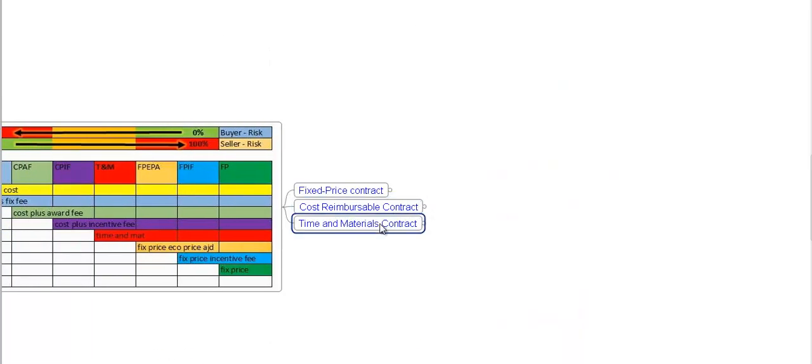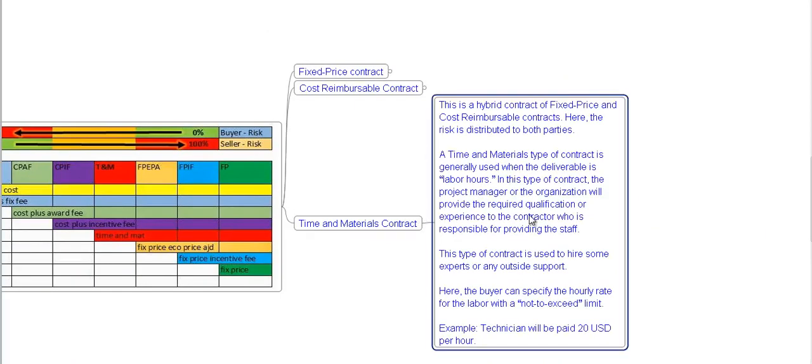Time and material contract. This is a hybrid contract of fixed price and cost reimbursable contracts. Here the risk is distributed to both parties. A time and material type of contract is generally used when the deliverable is labor hours. In this type of contract, the project manager or the organization will provide the required qualification or experience to the contractor who is responsible for providing the staff. This type of contract is used to hire some expert or any outside support. Here the buyer can specify the hourly rate for the labor with a not to exceed limit. For example, technician will be paid $20 per hour.